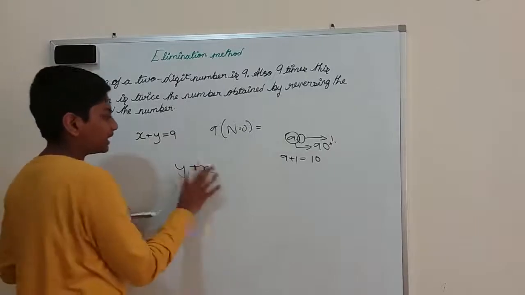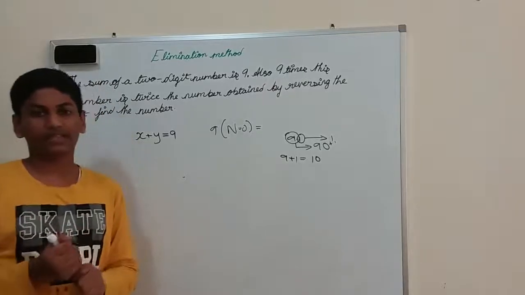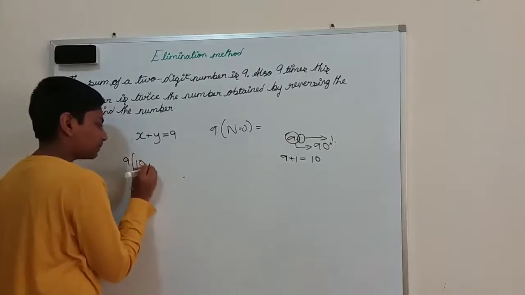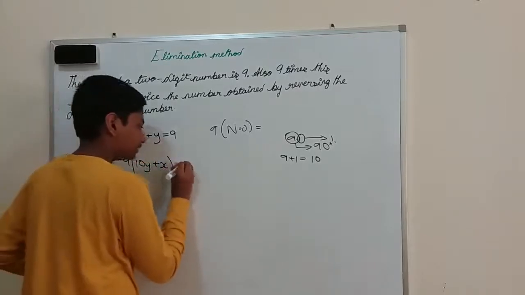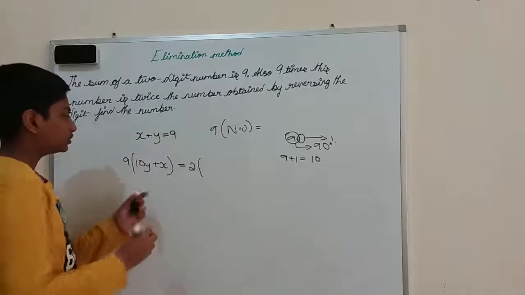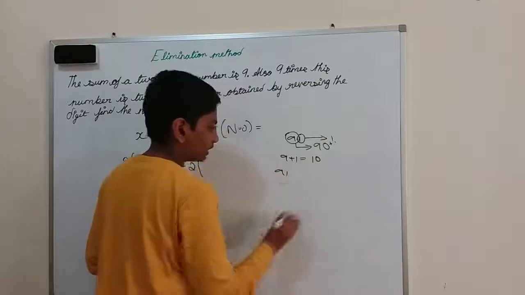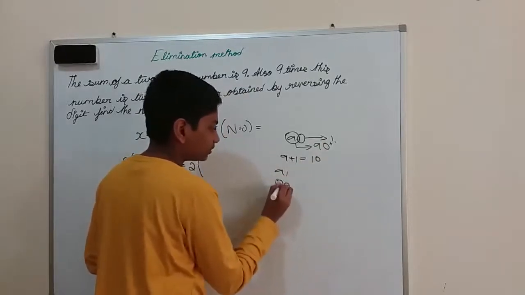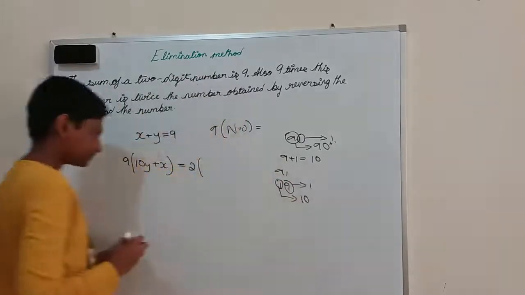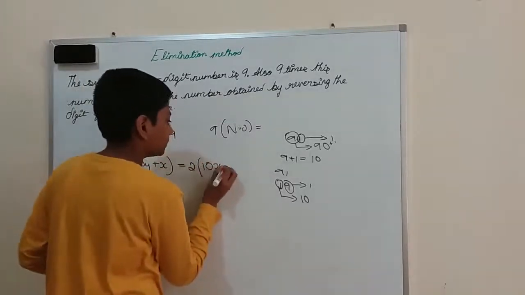So the bigger number, in the tens place, I am taking it as 10y, the tens place number. So 10y plus x should be equal to 2 into the reverse of this number. So when I reverse this number, 91 becomes 19. So 1 will be in the tens place and 9 in the ones place. So it will become 10x plus y.